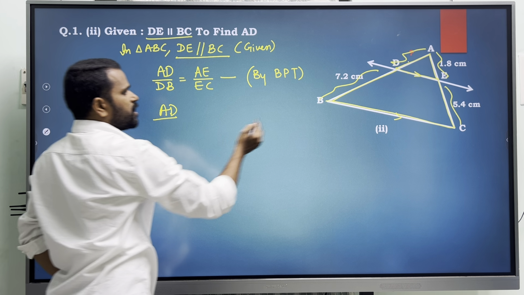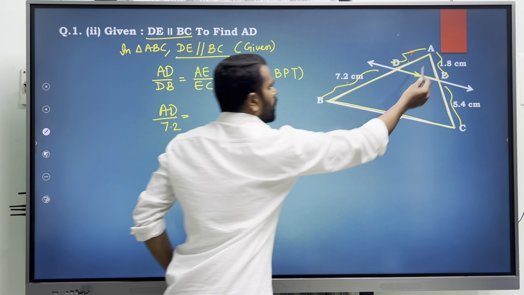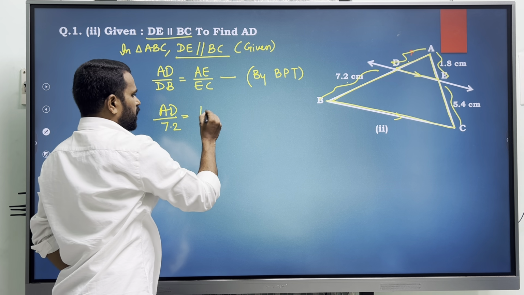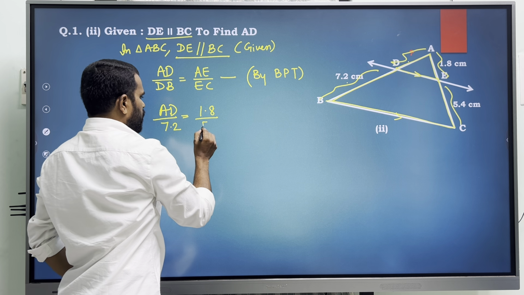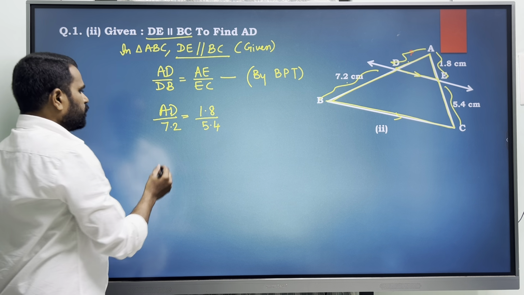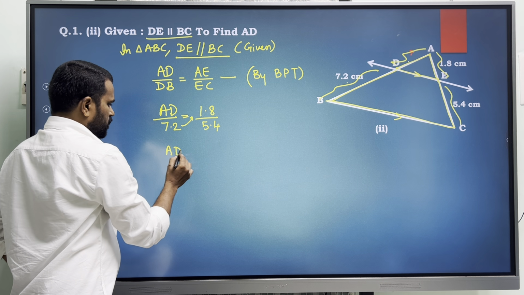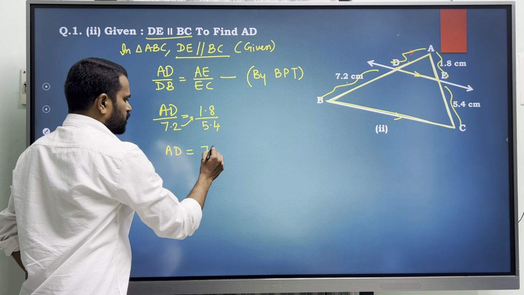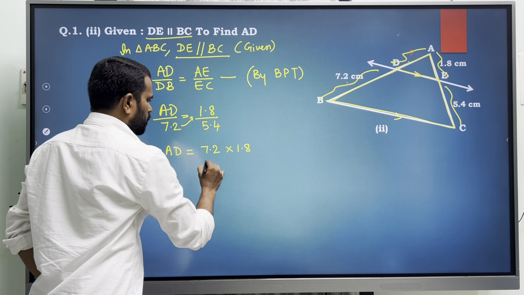And what is the value of DB? 7.2. AE is 1.8 and EC is 5.4. Now let us send this to the other side. AD we want, so AD equals 7.2 into 1.8 by 5.4.